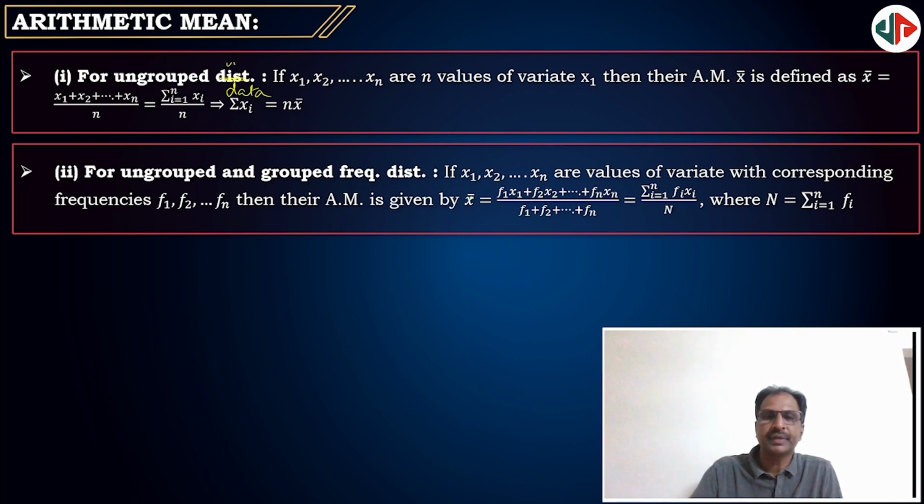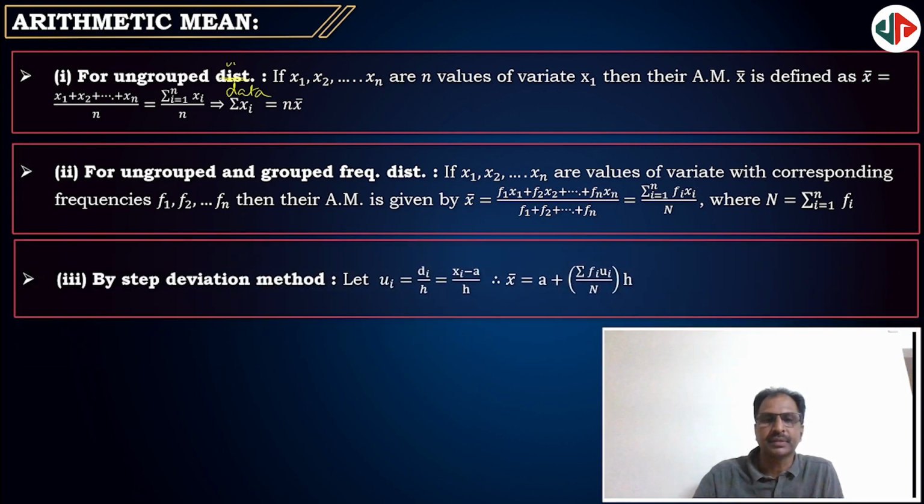And for grouped frequency distribution, variable values will be given and corresponding frequencies will be given. That is, if X1, X2, X3, so on, Xn are values of variable with corresponding frequencies F1, F2, so on, Fn, then their arithmetic mean is given by sigma Fi Xi by sigma Fi. That is, frequency should be multiplied with X values, add, and then divide with sum of all the frequencies.